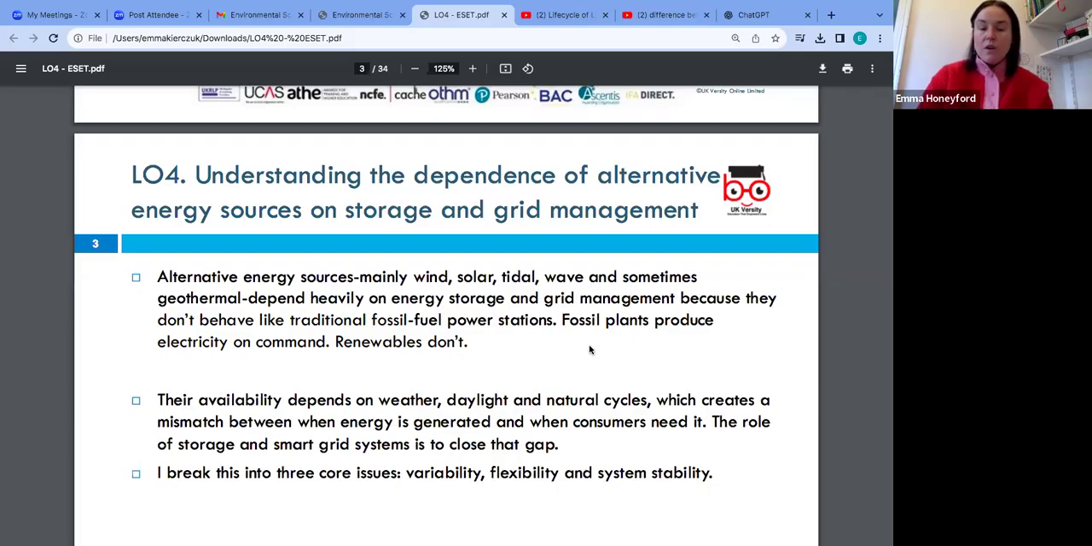So that's where battery storage and smart grid systems come in, and we will need technology to close that gap. Let's use the positives of technology here because there are a lot of them. But obviously, technology cannot control the weather and the weather systems, so we just have to have that awareness as well.